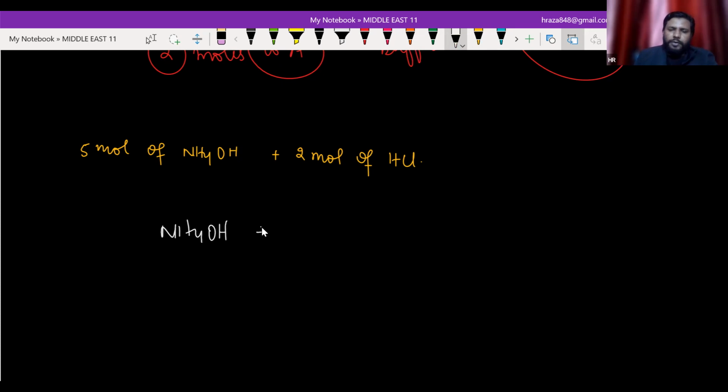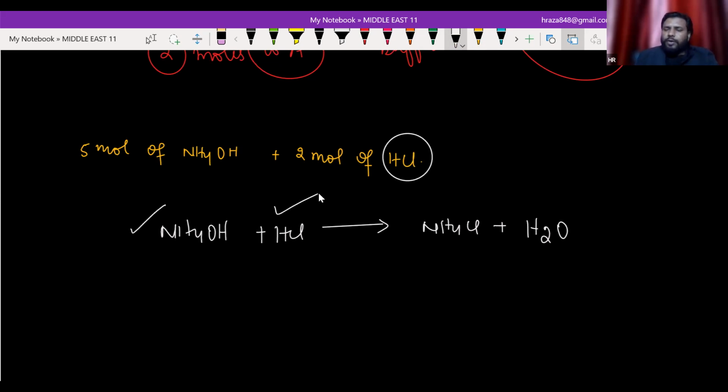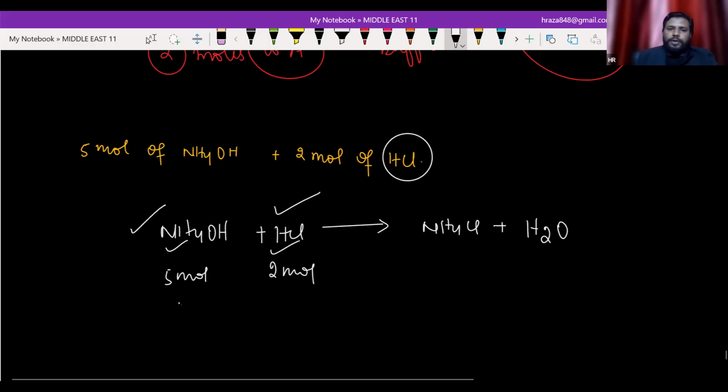NH4OH combined with HCl will give NH4Cl and water. At first, if you see a strong acid, you will call it not a buffer solution. But 1 mole of this combines with 1 mole of this, and here it's 5 mole given and here 2 mole. So 2 mole of this will combine with 2 mole of this, and 3 mole will be left.